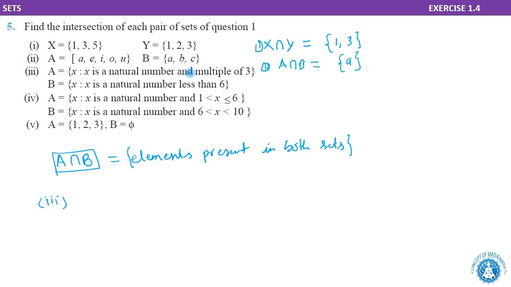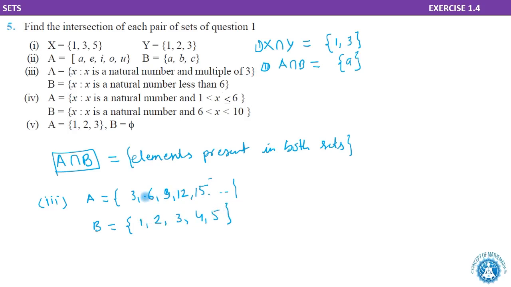X is a natural number and multiple of 3. Okay, so 3, 6, 9, 12, 15 and so on. B is equal to the set of all elements x, where x is a natural number and less than 6: 1, 2, 3, 4 and 5.